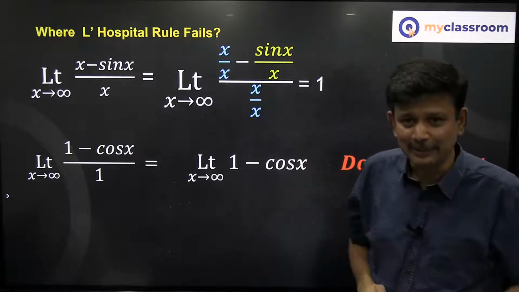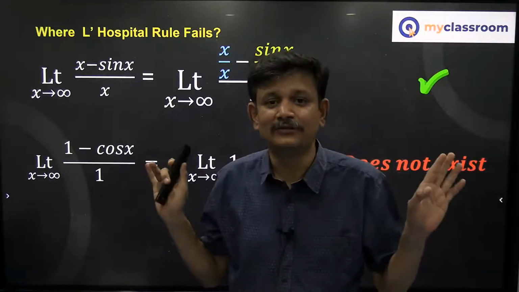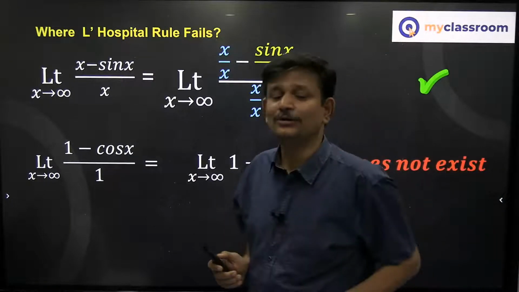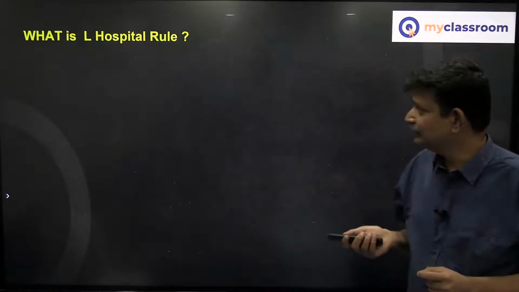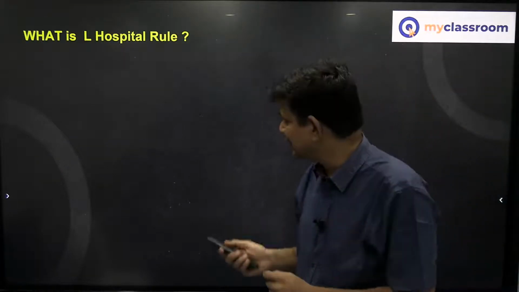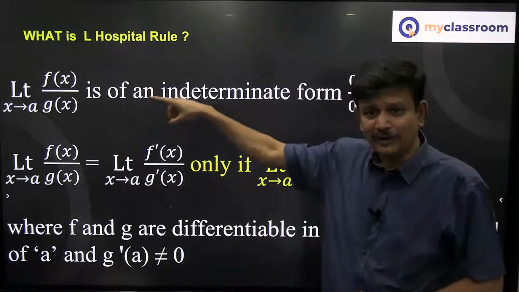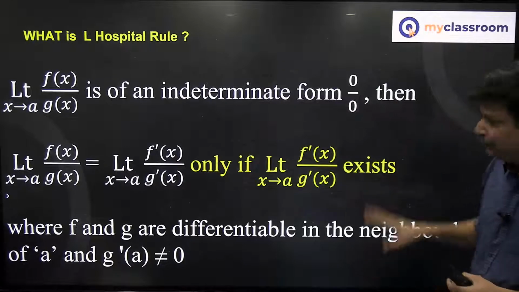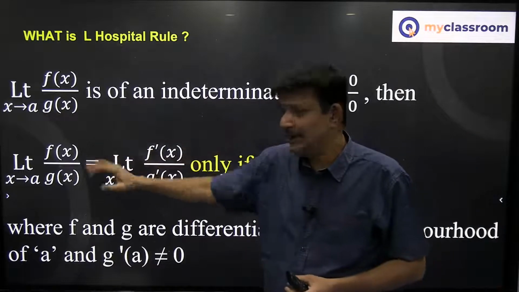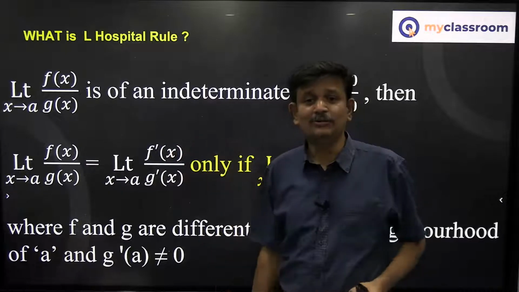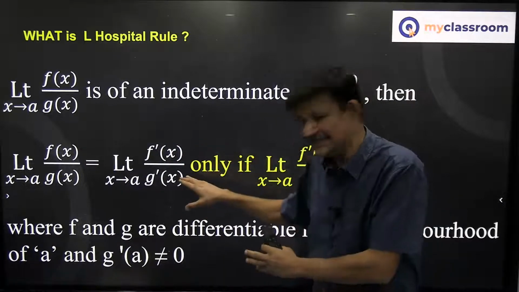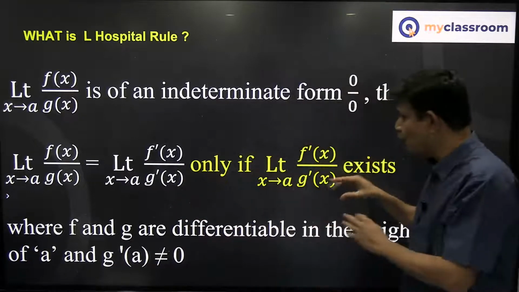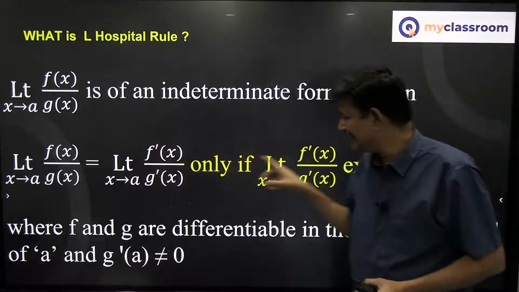So why is this happening? No rule in mathematics can ever fail. Remember that. So here we made a mistake in terms of learning the rule properly. Let us look at the definition of L'Hospital rule now clearly. Limit extending to a f of x by g of x, if it is of an indeterminate form 0 by 0, then limit extending to a f of x by g of x will be equal to limit extending to a f dash x by g dash x only if these conditions are there. Remember those conditions. Only if this limit exists.